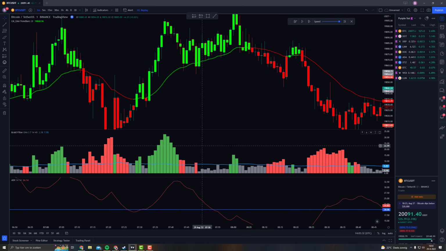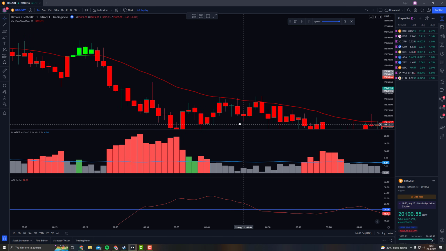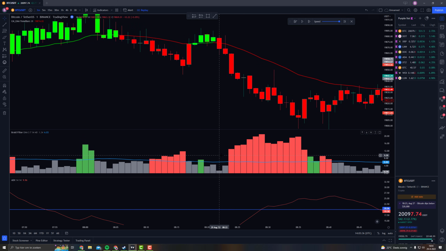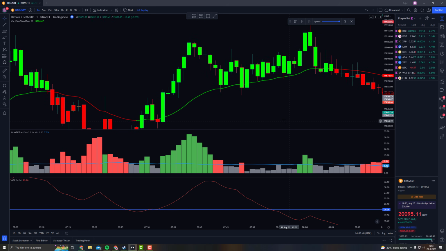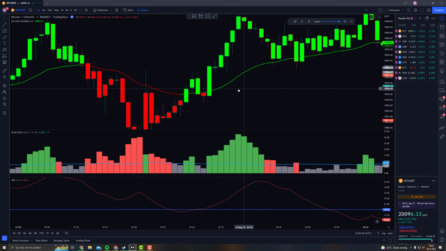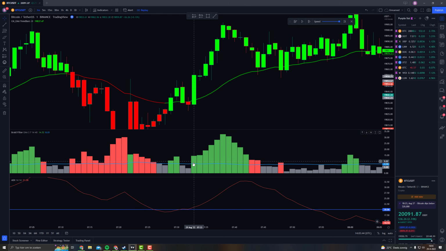For the Braid Filter, it shows you 3 colors, but of course the red one and the green one are the important ones for us. We are waiting for a bar to switch color. So it might be from gray to green or red to green, but it should be turning towards red or towards green. Gray area is a dead area, we are not using it.